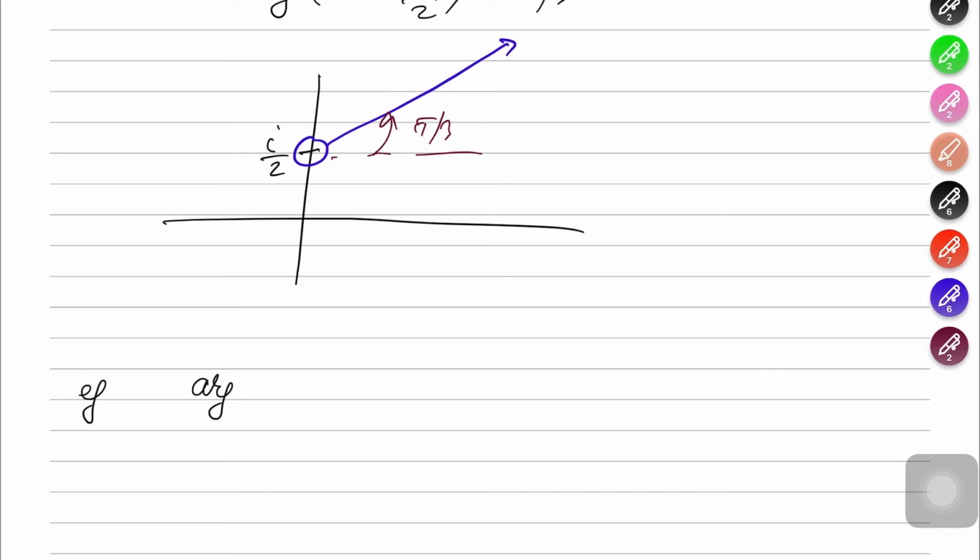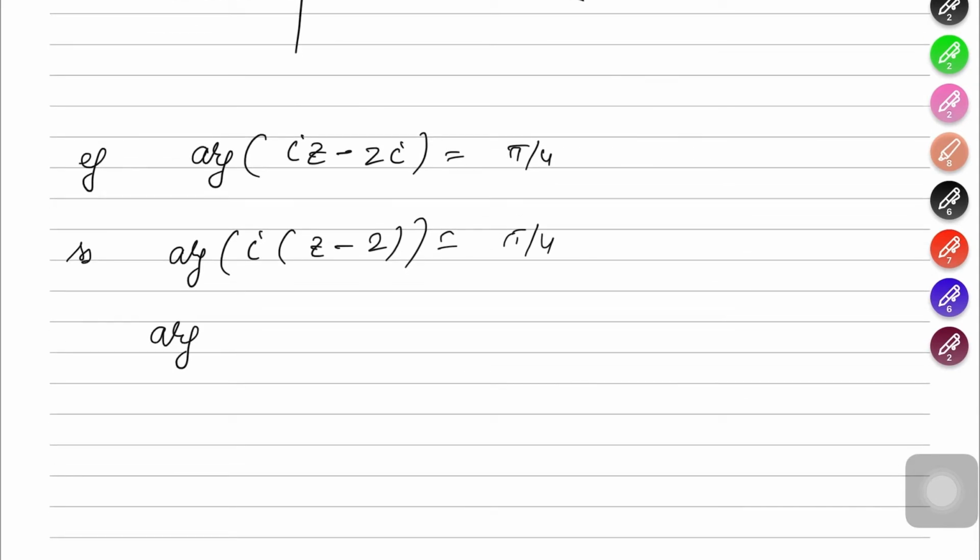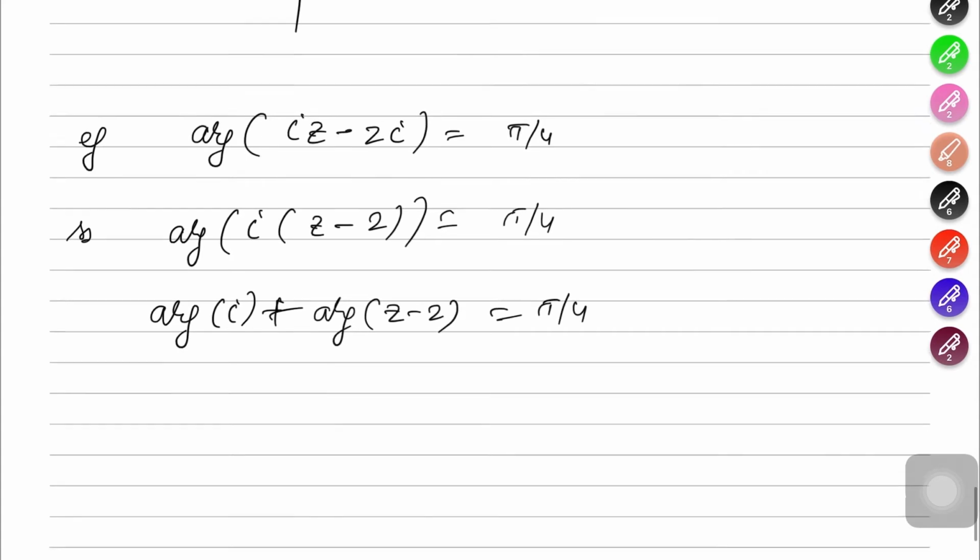One more example. Let's say the argument of iz minus 2i is equal to pi by 4. Now again, similar to it, here we can write like this: the argument of, we take i outside, so z minus 2 is equal to pi by 4. And argument holds a property similar to logarithm, so we can say argument of i plus argument of z minus 2 is equal to pi by 4.